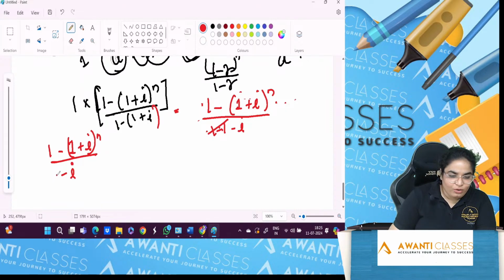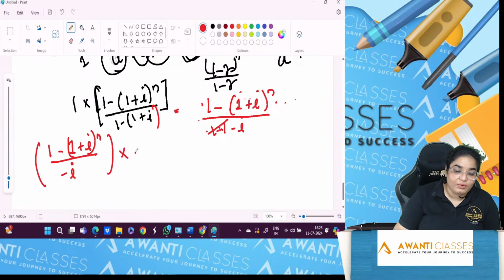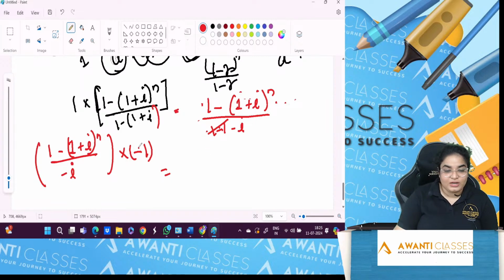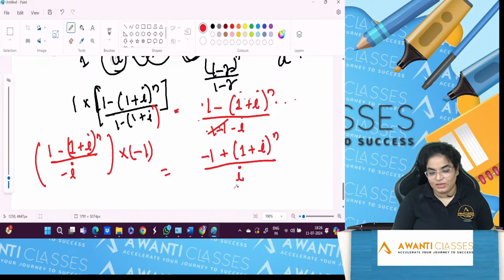Now, if I don't want this minus there, what can I do? I can simply multiply this whole thing with minus 1. Then what will happen? Minus 1 plus 1 will become minus 1, minus 1 minus becomes plus. This will become (1 plus i)^n minus 1 divided by i.